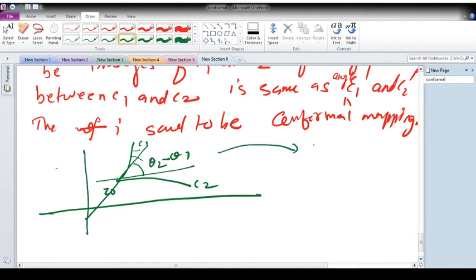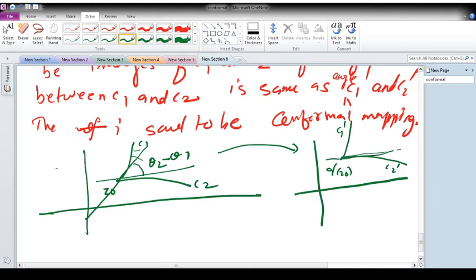Next we consider the images. We have f of z naught, and two curves C1 dash, C2 dash. C1 dash is the image of C1 and C2 dash is the image of C2. Then consider the angle between C1 dash and C2 dash, which is also theta 2 minus theta 1. If the angle between the images of the curves is the same as the angle between C1 and C2, then we can say f is a conformal mapping.